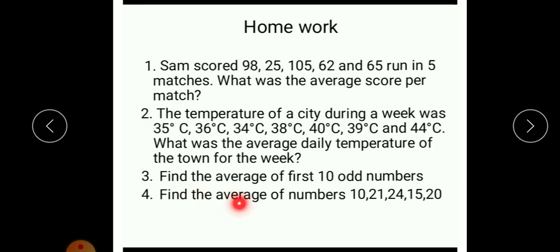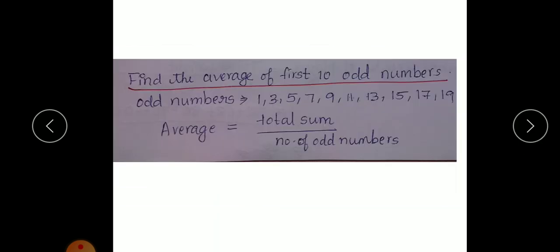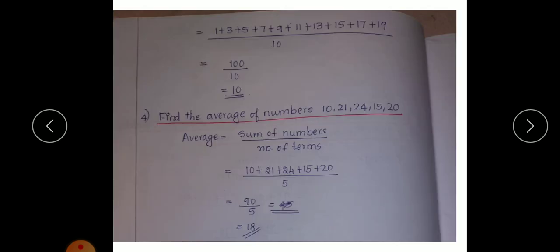Find the average of the numbers 10, 21, 24, 15 and 20. So you have to find the average of these numbers. Add all these numbers, divide it by 5, you will get the answer 18.